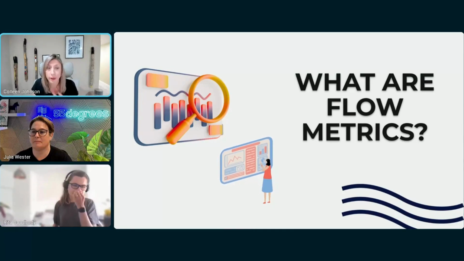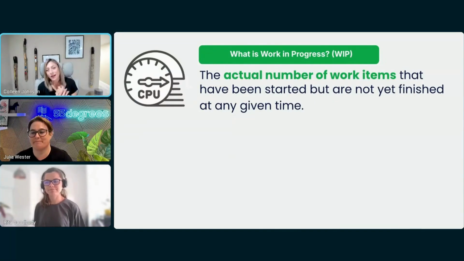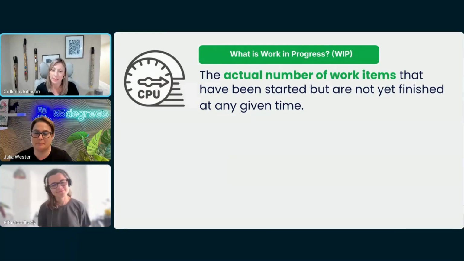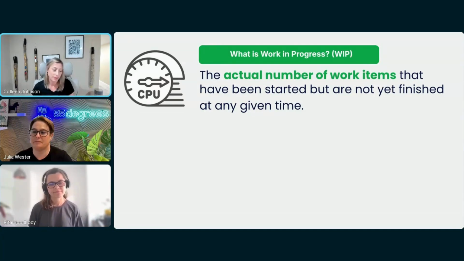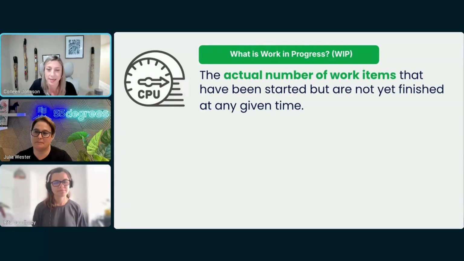When we talk about flow metrics, there are 4 key flow metrics. The first one we're going to talk about here is WIP. When we talk about work in progress, I think a common misconception is to go, oh, we have WIP limits, and to add up those WIP limits across the top of your board or the top of your columns, whatever your WIP limits might look like. But when we talk about WIP from the perspective of flow metrics, we're talking about actual work in progress. So the actual number of work items that have been started but are not yet finished at any given time.